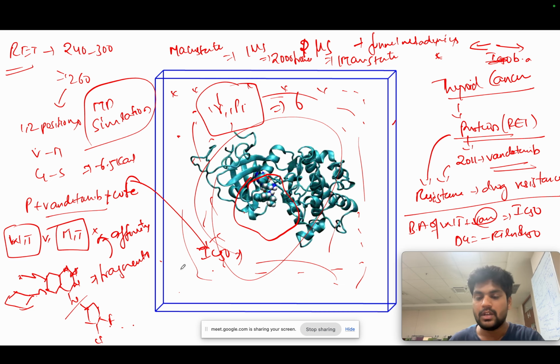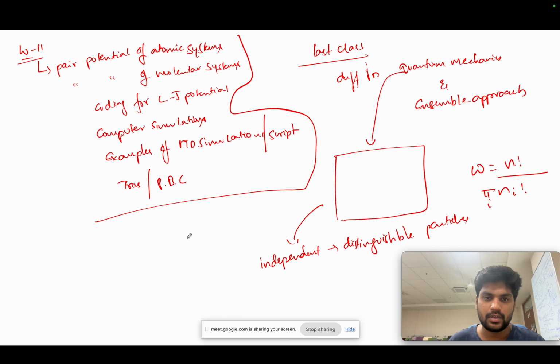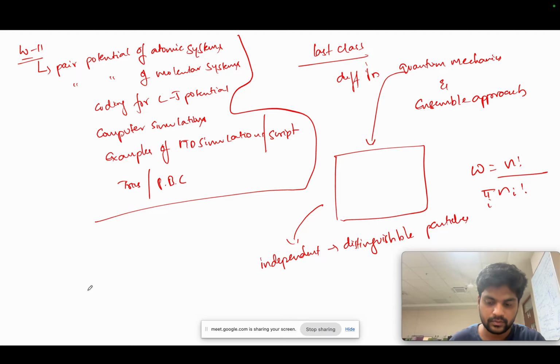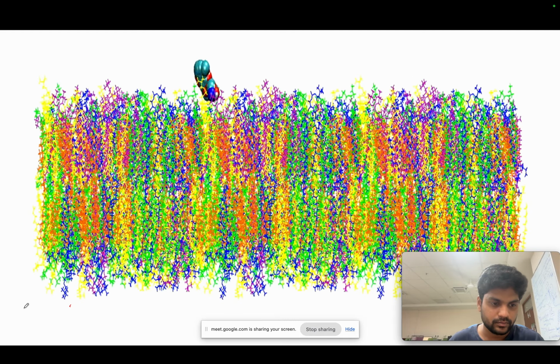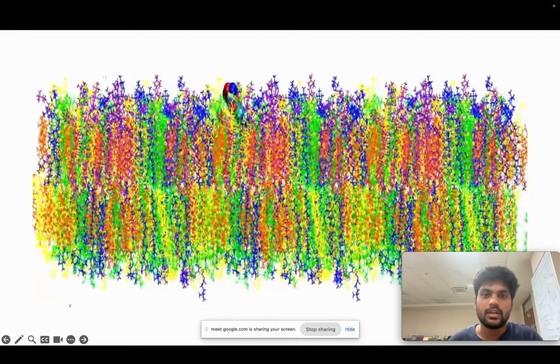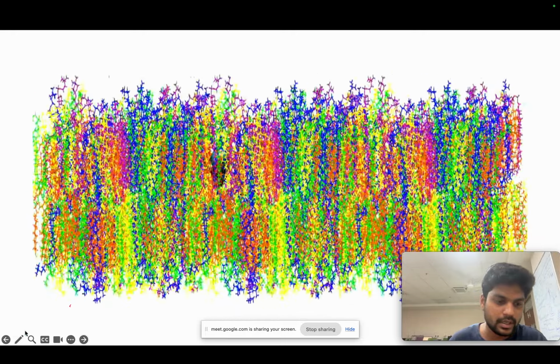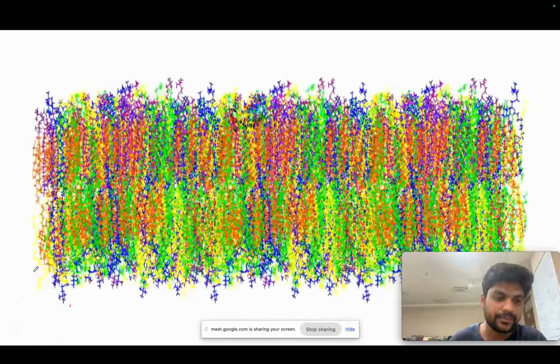No, sir. Okay, so this is the second diagram. Sorry, I don't know whether it will work. You can see the diagram, right? Yes, sir. Can you see the drug moving? Yes, sir. I'll explain it in a good way.